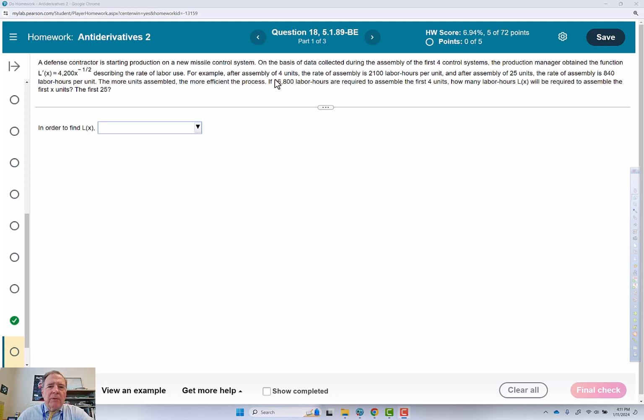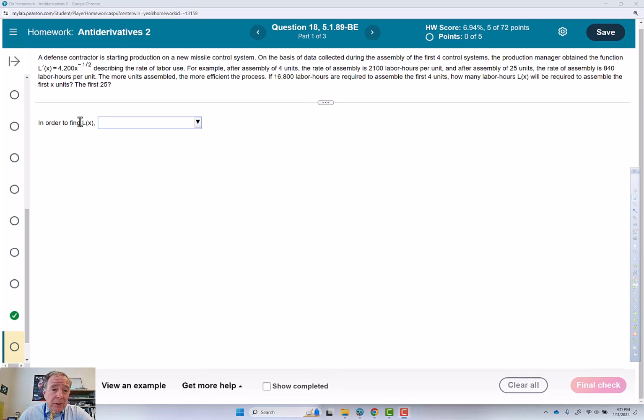For example, after assembly of 4 units, the rate of assembly is 2100 man-hours per unit, and after assembly of 25 units, the rate of assembly is 840 labor hours per unit. The more units are assembled, the more efficient the process. If 16,800 labor hours are required to assemble the first 4 units, how many labor hours L of x will be required to assemble the first x units, and then the first 25?